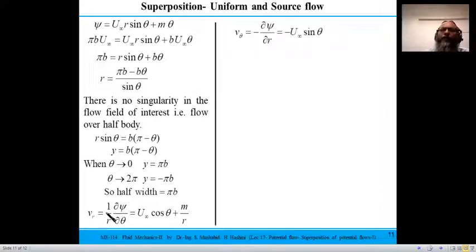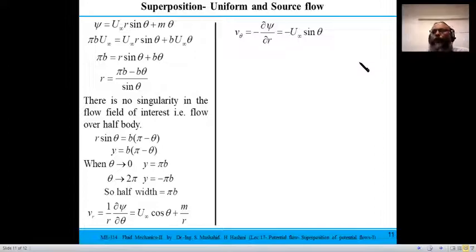So we are just differentiating psi with respect to theta. Because I have differentiated with respect to theta, 1 upon r is there. If you differentiate, r is already there, so r cancels out. So you have U infinity, and the derivative of sine theta would be cos theta. Similarly, differentiating psi with respect to r would give m, and since r is there, it would be m over r.